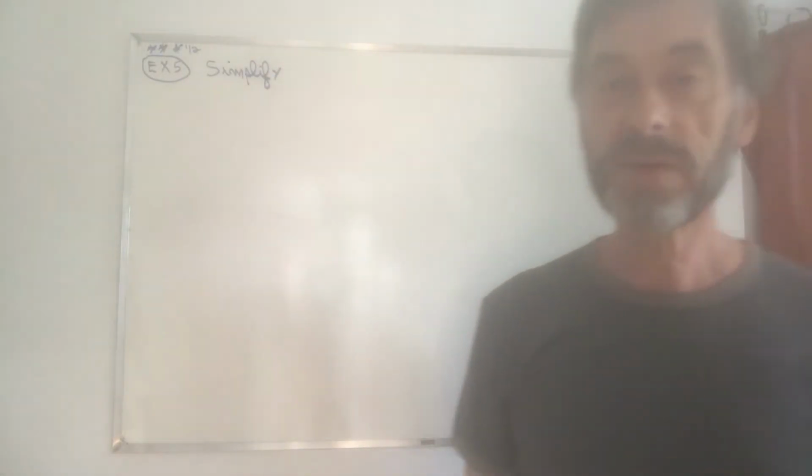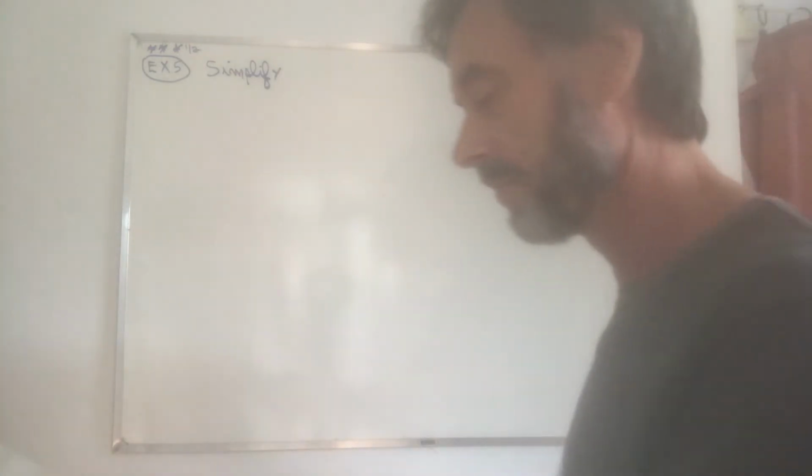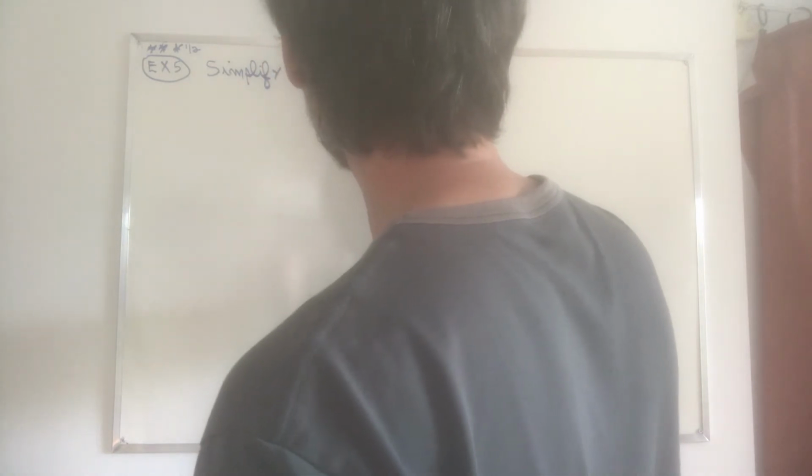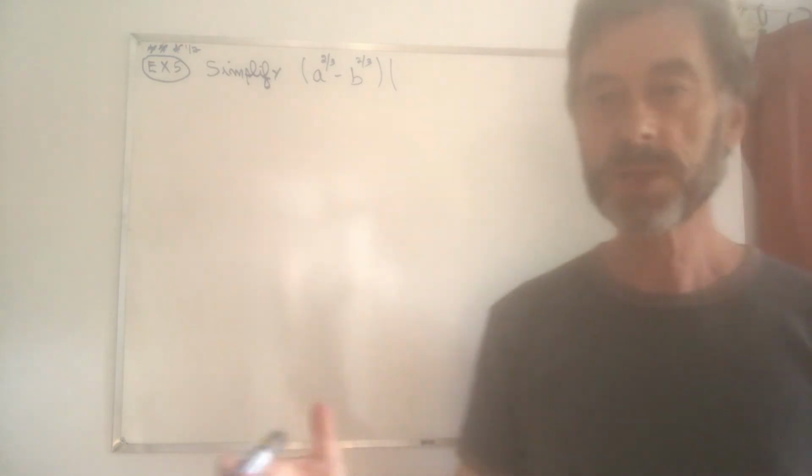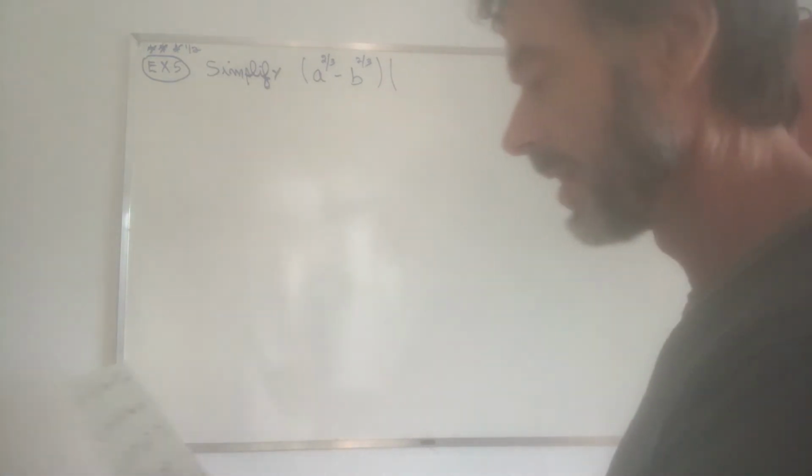Oh, I think I'm going to raise this to 3.5 stars. This is starting to be a serious problem. Simplify a to the 2/3 minus b to the 2/3. Oh, those fractional exponents galore. They're everywhere in Cal 1, so that's why we're paying some attention to them in pre-cal.